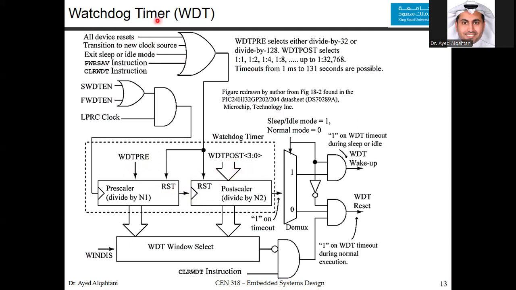Now, the two jobs of the watchdog timer. We said one job is the reset and one job is waking up the processor. When does the reset happen? It happens in case you are not in the sleep or the idle mode. If you are in the sleep or the idle mode, then this mode is equal to 1. Normal mode is identified by 0. So if you are in the normal mode, meaning that this is 0, then you will have 1 here, and then you will have a reset.